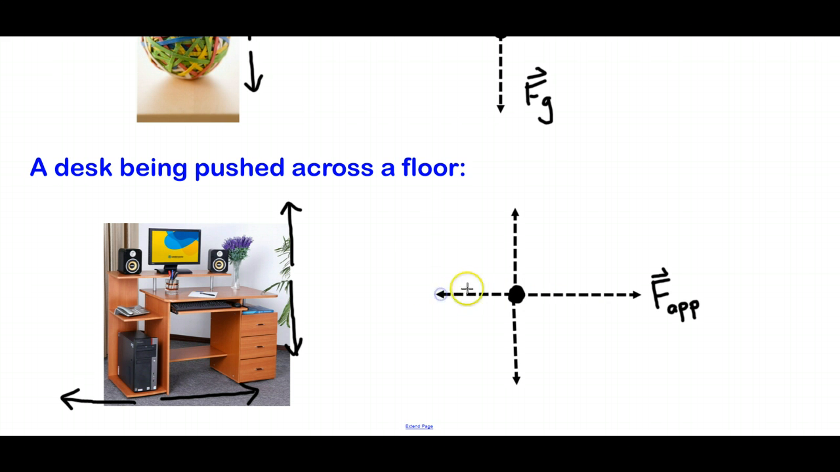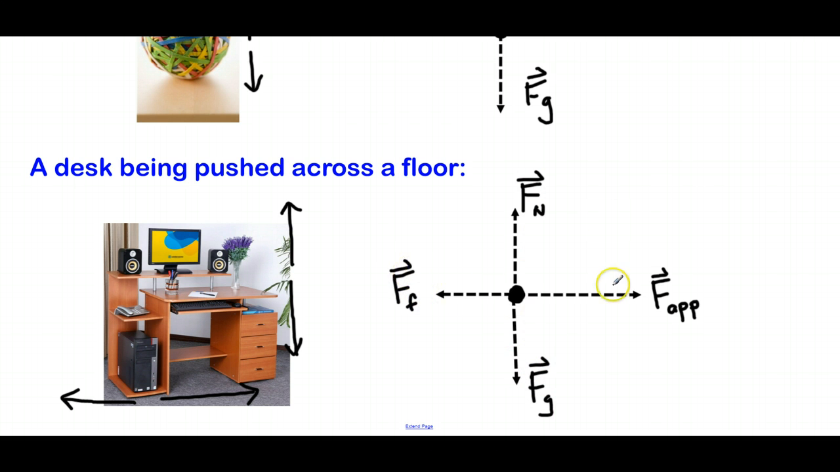Now, our frictional force is probably going to be a little bit less than our applied force, so we'll make that smaller. And how do I know that? Because if we're successfully moving it across the floor, this force has to be bigger because it's overcome the frictional force. So we're going to label this as our normal force, our gravitational force, and our frictional force.